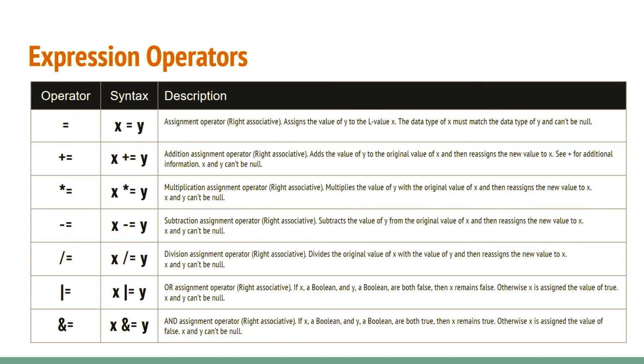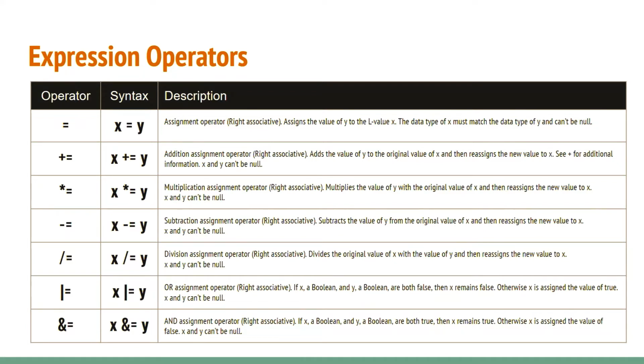The expression operators: first is the assignment operator. Then we have the addition assignment operator, which adds the value of y to the original value of x and then reassigns the new value to x. In the same way, the multiplication assignment operator multiplies the value of y with the original value of x and then reassigns the new value to x, because the evaluation of this expression will result in the new value of x.